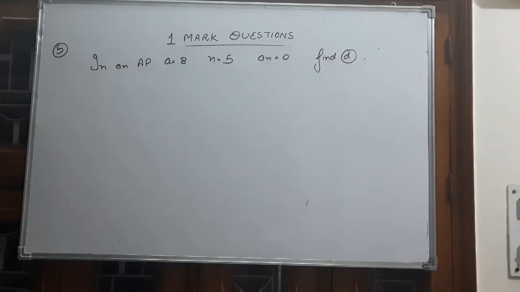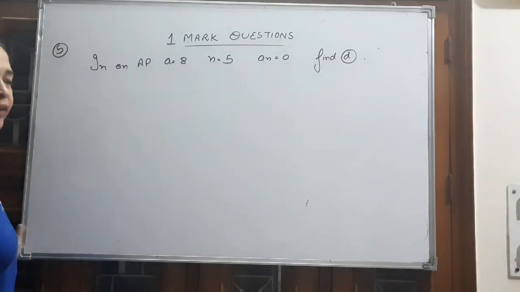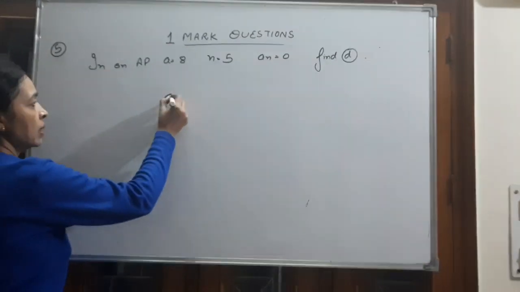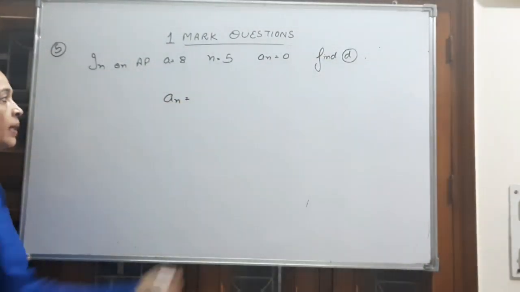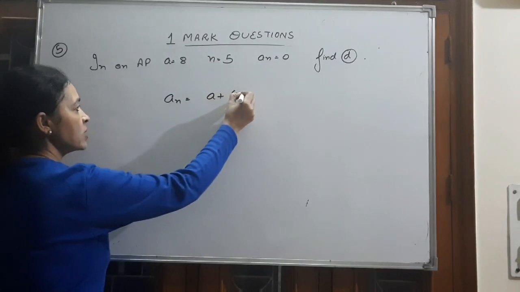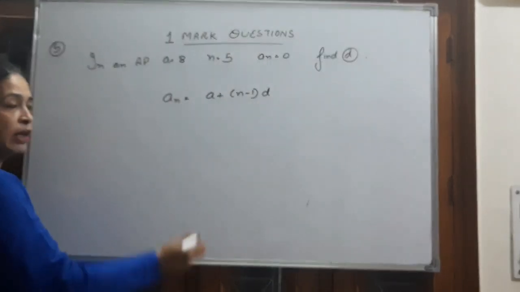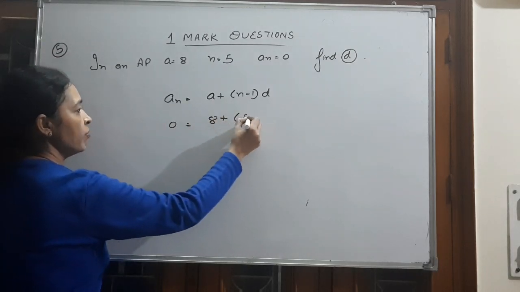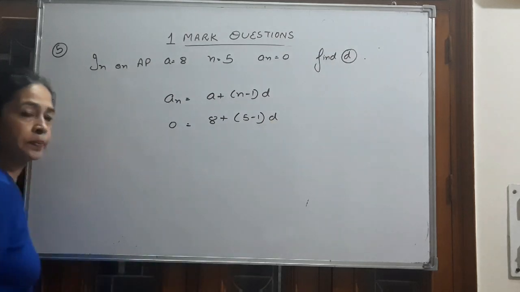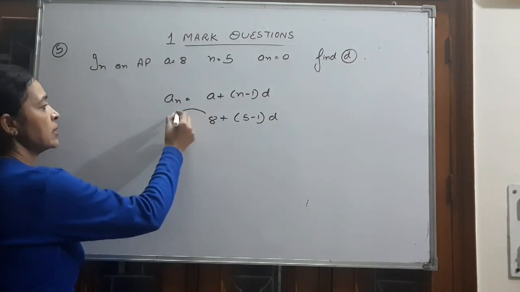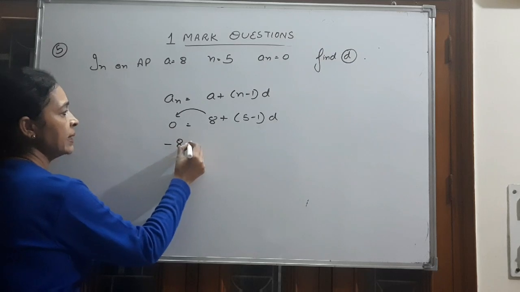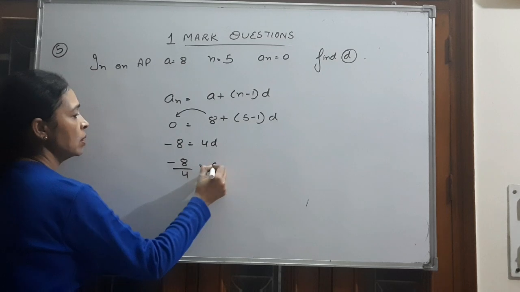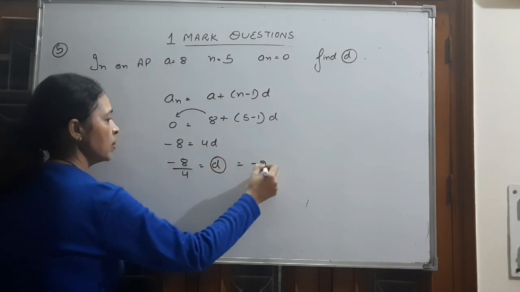In an AP, a equals 8, n equals 5 and an equals 0. We have to find d. Now, as per AP, what is an? an is a plus (n minus 1) into d. The value of an is given as 0. So a is 8 plus (5 minus 1) into d. Now what is the common difference? 0 minus 8, minus 8 equals 4d. And what is the value of d? Minus 8 by 4, d equals minus 2.